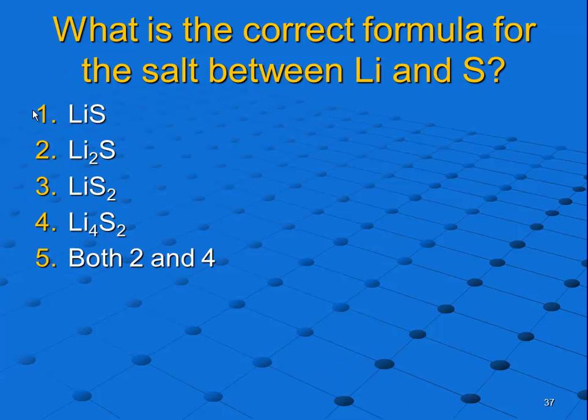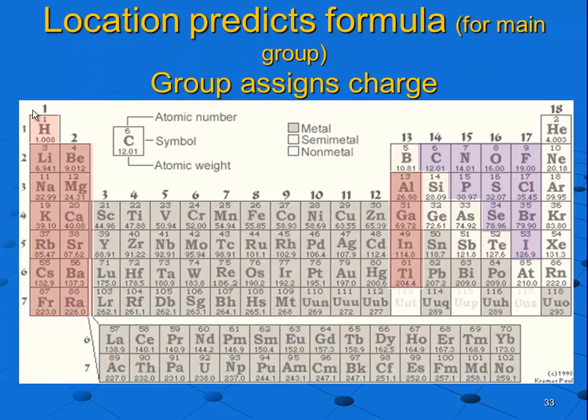Okay, one more here, just as practice. So lithium and sulfur now. Lithium and sulfur. What is the correct formula for the salt? Salt means something from the left with something from the right. A cation combining with an anion. So let's go back and find lithium and sulfur in the periodic table. You don't do this from memory.